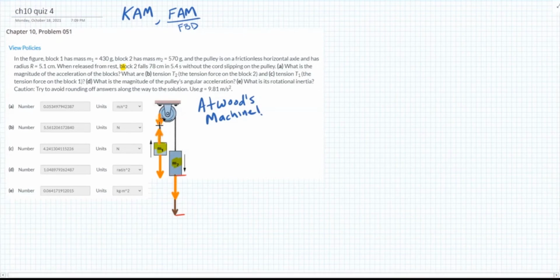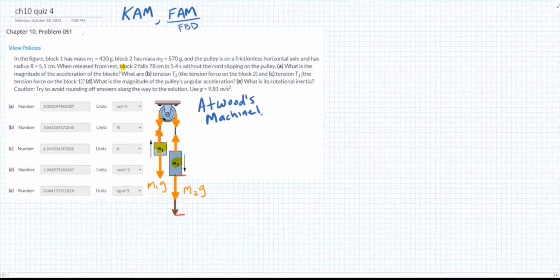Like that. This is the tension pulling up on mass 2. This is the tension pulling down on the pulley. And I need to very carefully label everything because things are a little bit different. All right, this is the weight. So this is going to be M2G. This is going to be M1G. So weight is pulling down, that is for sure.